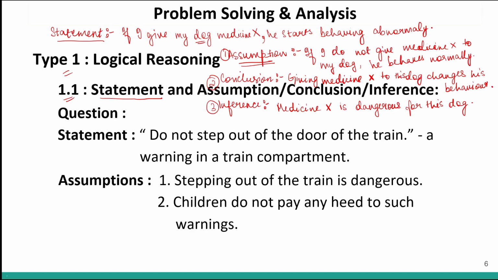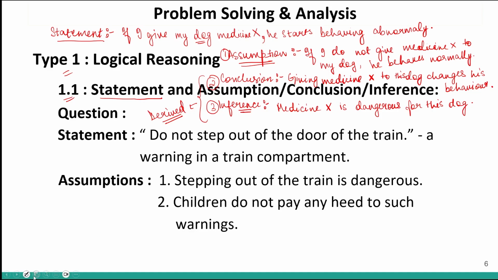Looking at this statement, we can derive these two: conclusion and inference are derived. Okay? Conclusion means that I have concluded that giving medicine X to this dog changes his behavior, and I can infer from the statement that medicine X is dangerous for this dog. Now, inference is never mentioned directly in the statement. We have to infer it, we have to deduce it. Okay? So this is the difference between assumption, conclusion, and inference.